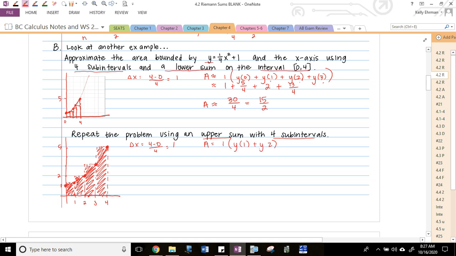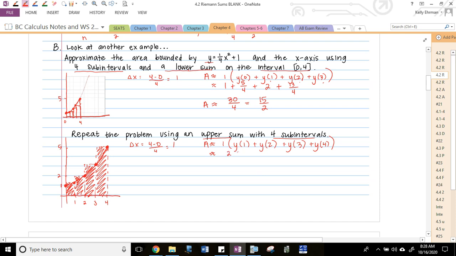Y of 1 plus y of 2 plus y of 3 plus y of 4. Some people prefer to make it 4, 3, 2, 1. It doesn't matter as long as you have the 4 terms there. That might help you match how you drew it. And then I don't need the 1 anymore, but area, I should be using approximately equal to symbols.